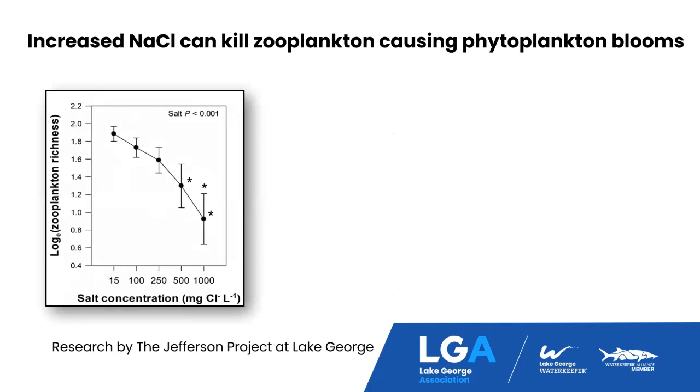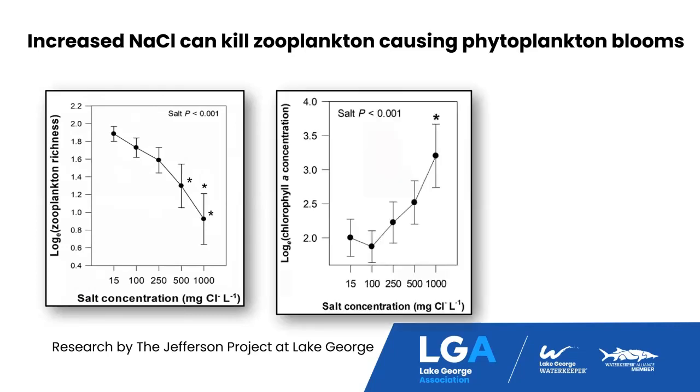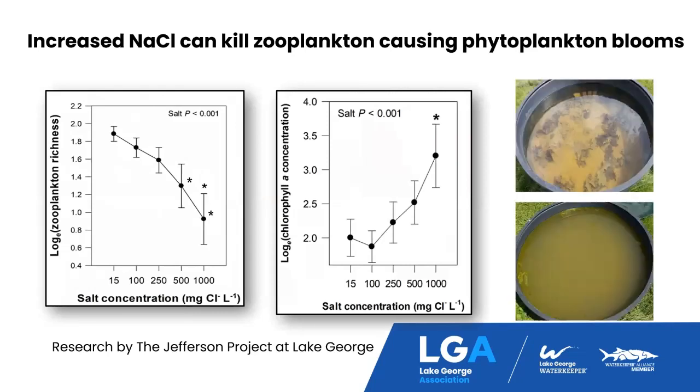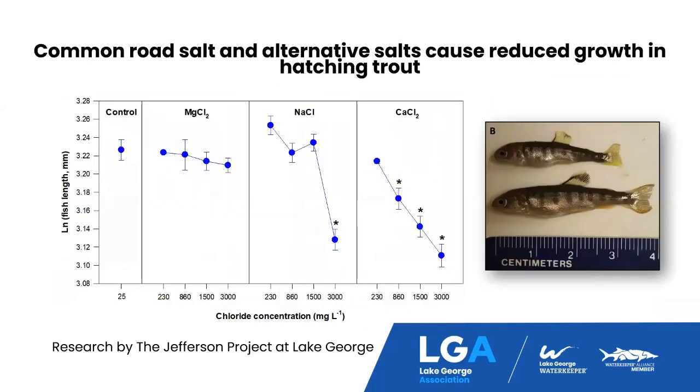Debbie touched on this again. I said repetition, you're going to get it. But this is so critical to that balance in our ecosystem. Zooplankton and phytoplankton, these are studies with the Jefferson Project, where you can see that as salt concentrations increase, the zooplankton, which find a balance with the phytoplankton, decrease, leaving more phytoplankton, leading to algae blooms, and that's how we get our algae blooms.